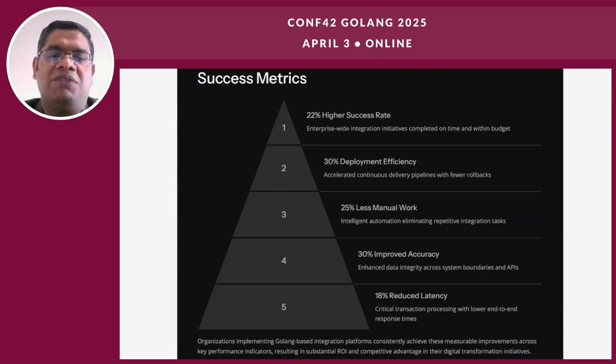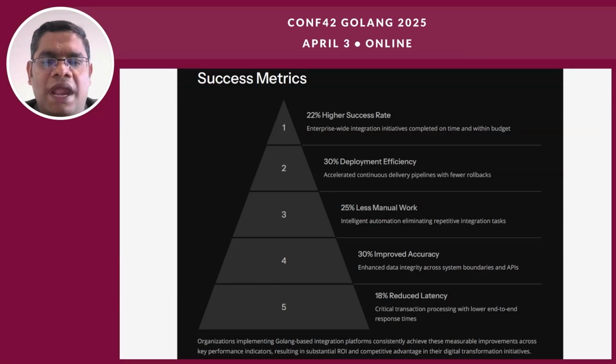At the same time, we observed 30% improved accuracy. What happens when you have less manual work and more automation? That improves accuracy and reduces errors while handling APIs across your system boundaries. And an 18% reduction in latency. With improved accuracy, deployment efficiency, and all these points, it automatically reduces communication latency by 18% for all your mission-critical transaction processing.